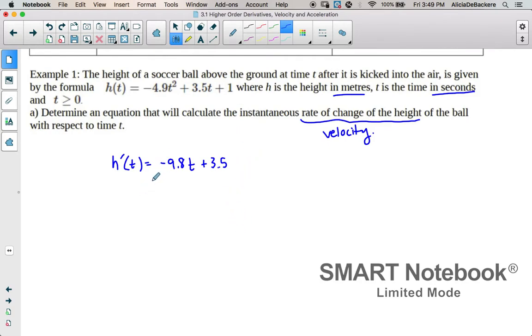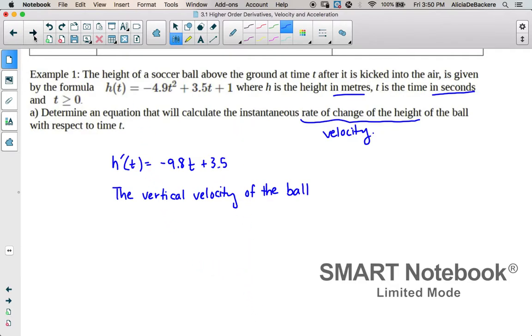Now it asks me to find this equation. I'm going to interpret this. This is also the vertical velocity of the ball. So if I were to plug in a certain t value to this and I got a positive answer, then it would tell me that the ball was moving upwards. And if I got a negative answer, it would tell me the ball was moving downwards.